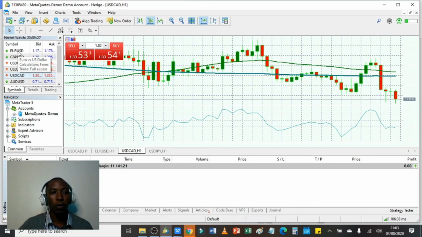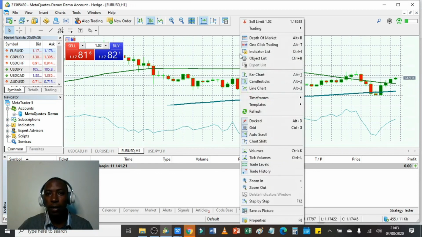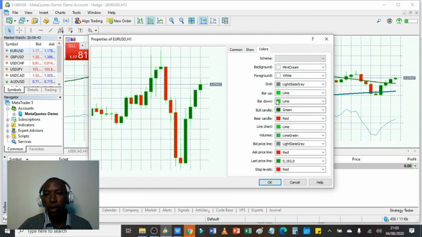You simply choose the currency pair you want to customize. For instance, I want to do it on the Euro USD on the 1 hour chart. I simply right click in the chart and then head over to properties at the bottom here, and then under properties you can change the bull candle and the bear candle. You can use whichever color you want.